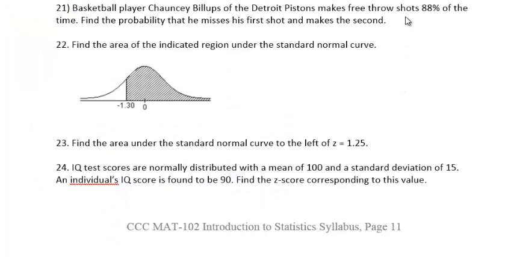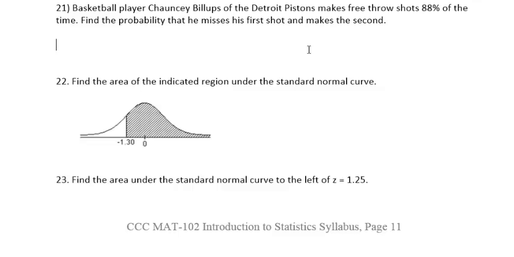Okay, next. Now we're going to get a little bit easier, thankfully. Basketball player Chauncey Billups of the Detroit Pistons, I don't think he's playing anymore, but it makes no difference, makes free throws 88% of the time. Pretty good free throw shooter. Find the probability that he misses his first and makes the second.